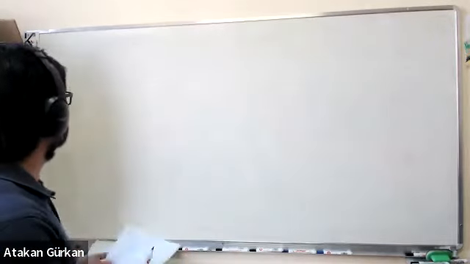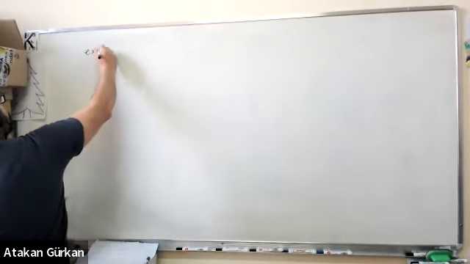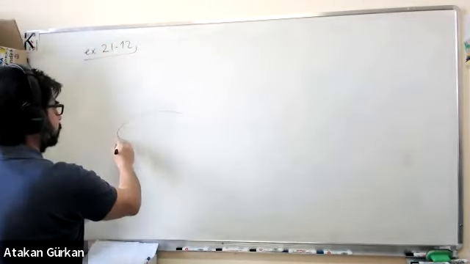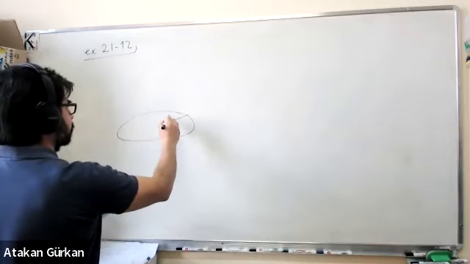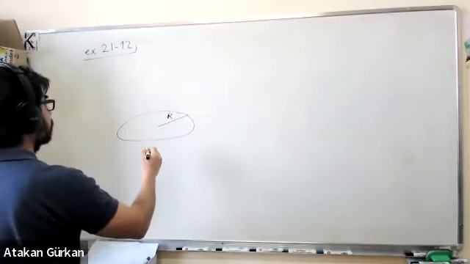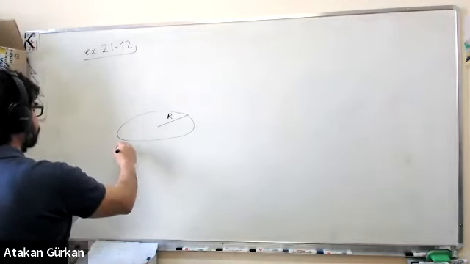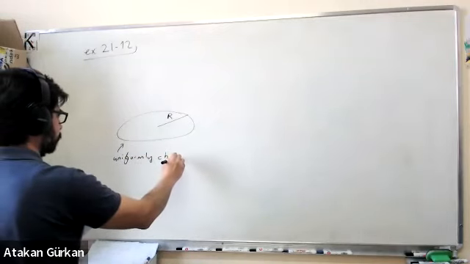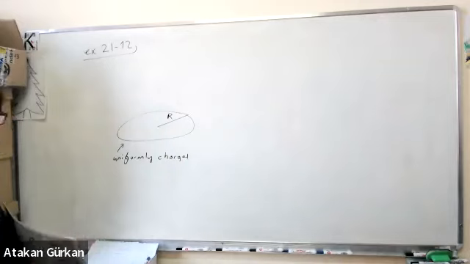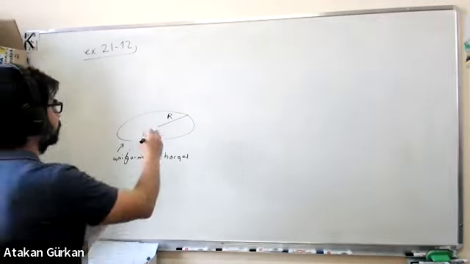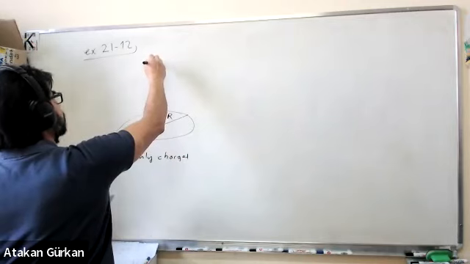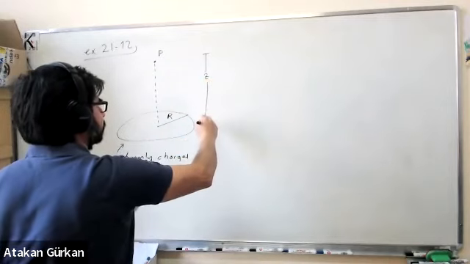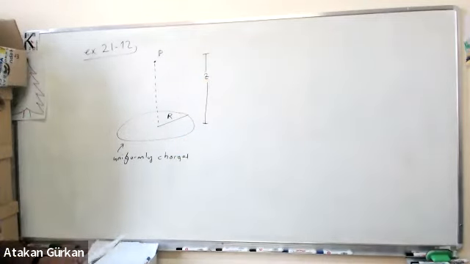Now, the example I want to go back to is example 21.12. This is the uniformly charged disk. Here we had a disk of radius, say, capital R, which is uniformly charged, and we have to find the electric field produced by this disk at a point P on its symmetry axis, at a distance Z from the disk center. So this was the problem.